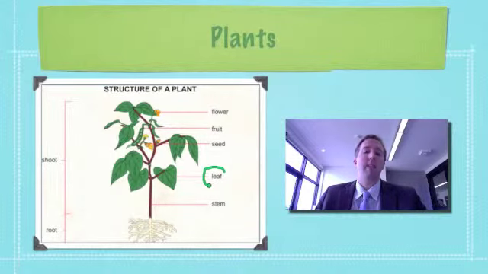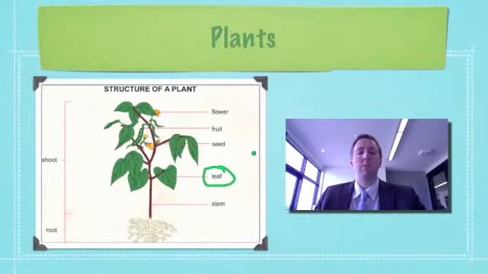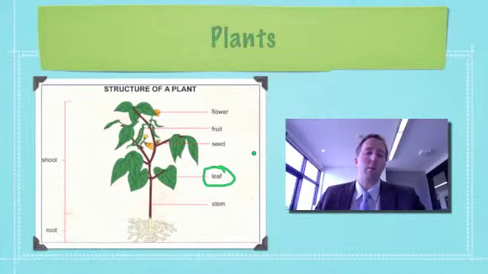Some other important features of a plant: I would say the most important feature of a plant is the leaf. And the reason that I say the leaf is the most important feature of a plant is because photosynthesis happens in a leaf. That's a really big word, photosynthesis. But basically what that means is that the leaves of a plant are able to take in water, they get water from the ground, and carbon dioxide, and they turn them via a chemical reaction called photosynthesis.